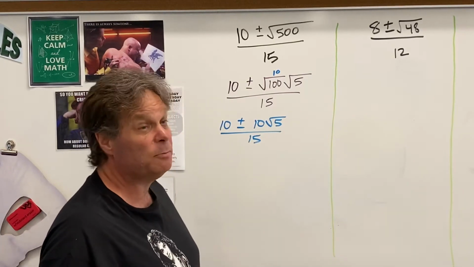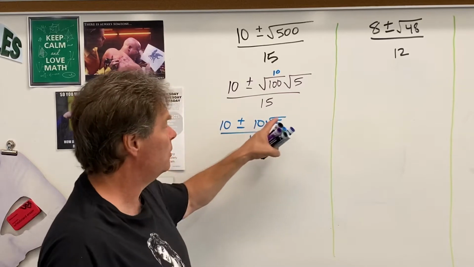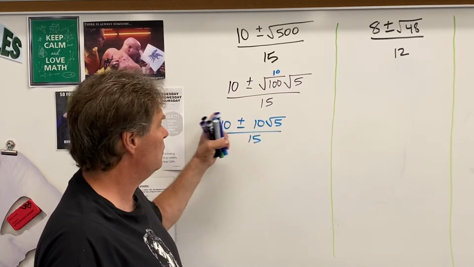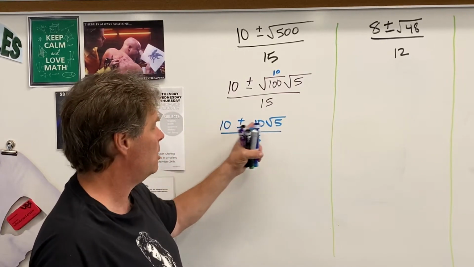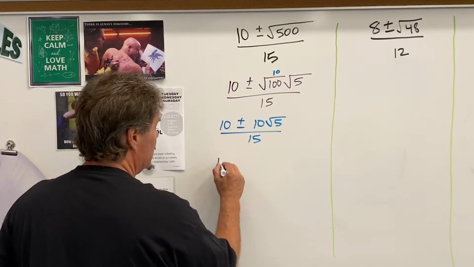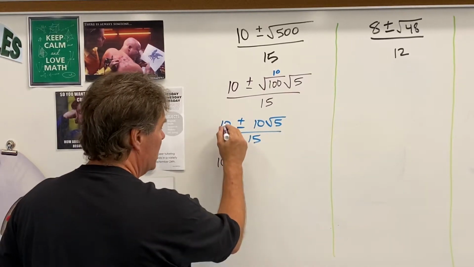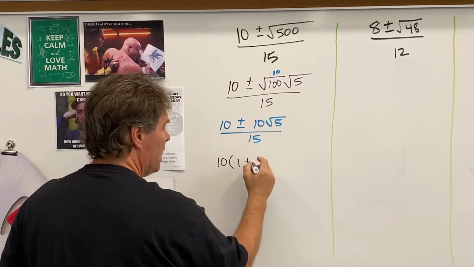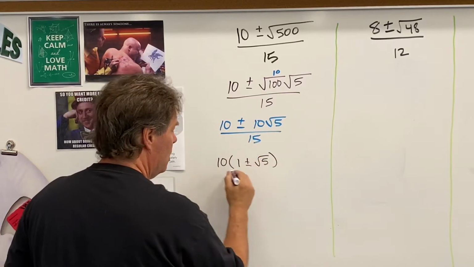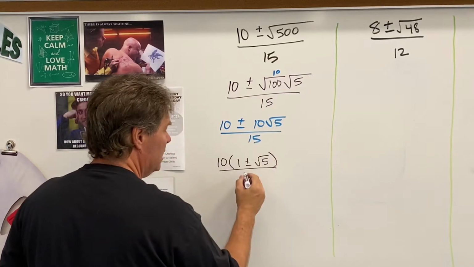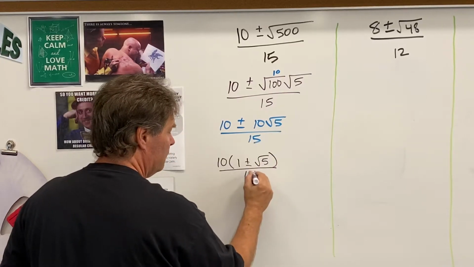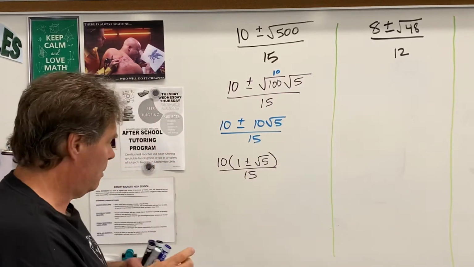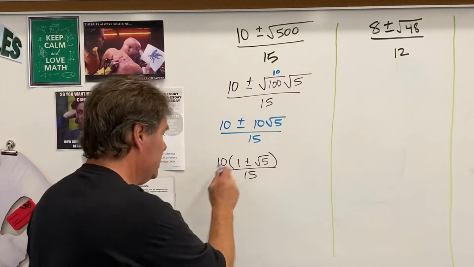Okay, how do you simplify it? You say, okay, can I factor the top? These two things both have a 10 in common, so I could factor out the 10 and get 10 times 10 divided by 10 is 1, plus or minus 10 root 5 divided by 10 is root 5, over 15 is, well, 15 right now. Now, 10 times this over this.